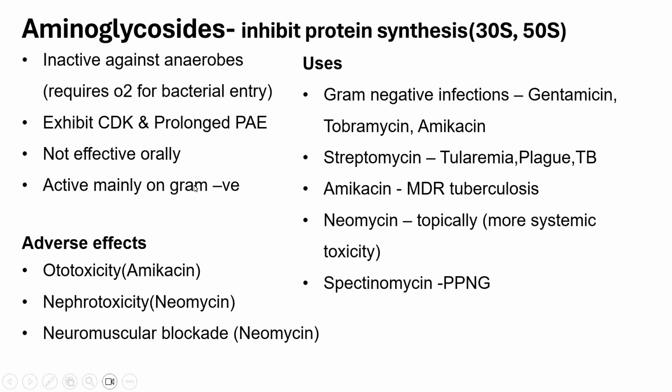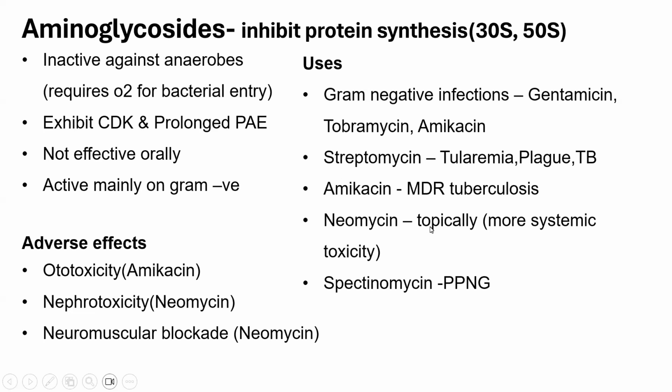Here aminoglycosides is active mainly on gram negative infections, and uses, we know, all the gram negative infections, respiratory, urinary tract infections, we can use gentamicin, tobramycin, amikacin. Streptomycin, nowadays it is removed from the first line drugs in TB, but still we can use it as a reserve drug. TB, plague and tularemia, but the adverse effect is mainly ototoxicity. Amikacin, we can use as a second line drug, it is used in multi-drug resistant tuberculosis.